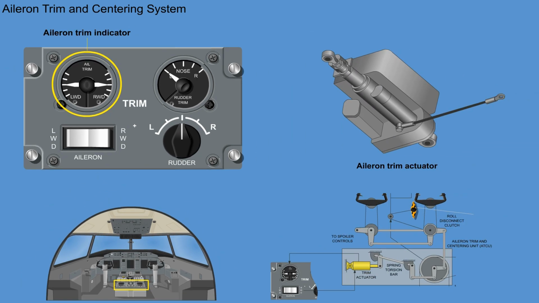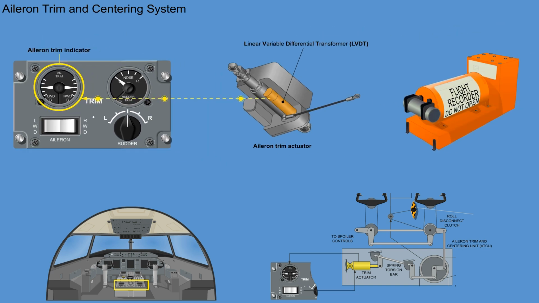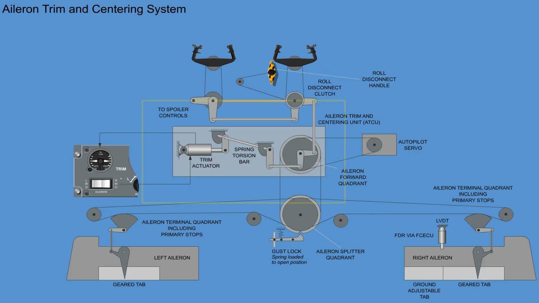The aileron trim indicator receives its information from a linear variable differential transformer, LVDT, which is located inside the aileron trim actuator. The LVDT also transmits aileron trim position data to the flight data recorder. The trim and centering unit is connected to the aileron forward quadrant by a spring torsion bar that makes sure the aileron surfaces always return to a neutral position.